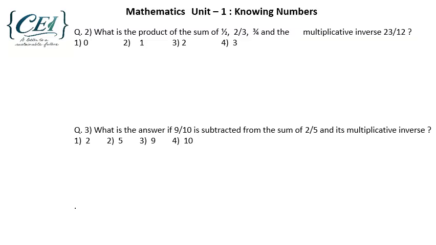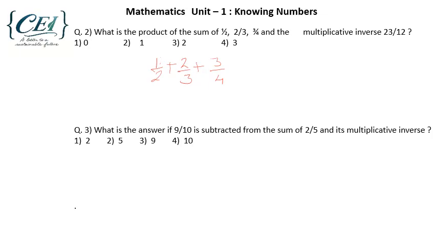What is the product of the sum of 1 upon 2, 2 upon 3 and 3 upon 4 and the multiplicative inverse of 23 upon 12? First we have to find the sum. What is the sum of 1 upon 2 plus 2 upon 3 plus 3 upon 4?